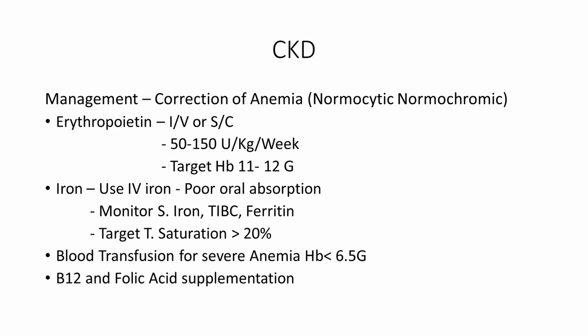So at first you have to find out the iron status in the form of iron, TIBC, ferritin, and you should target a transferrin saturation of more than 20%. Transferrin saturation is calculated by dividing serum iron by TIBC and multiplying by 100. In severe cases, where the hemoglobin is less than 6.5, blood transfusion may be needed. We can also supplement with vitamin B12 and folic acid for megaloblastic anemias.